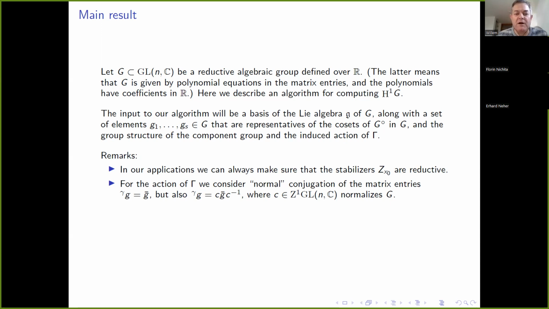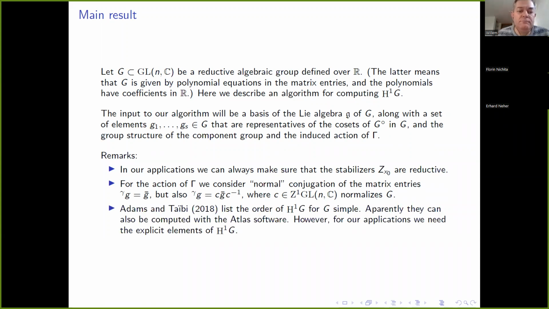And for the action of gamma, we usually consider the normal conjugation on the matrix entries, so you just take the complex conjugates of the matrix entries. But we also consider maps of the form where an element g is mapped to c g-bar c to the power inverse, where c is some cocycle in GL_n(C) normalizing G. So some twisted conjugation, if you like. This will not really play a role in the talk, but anyway.